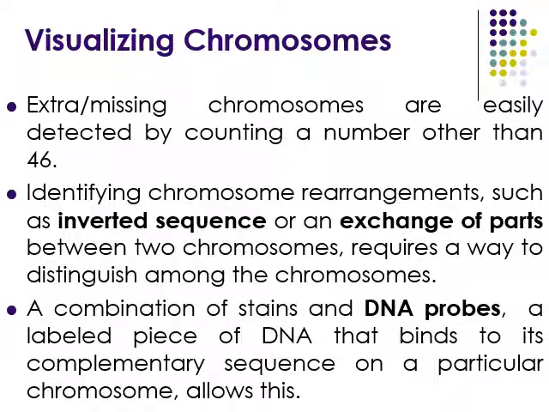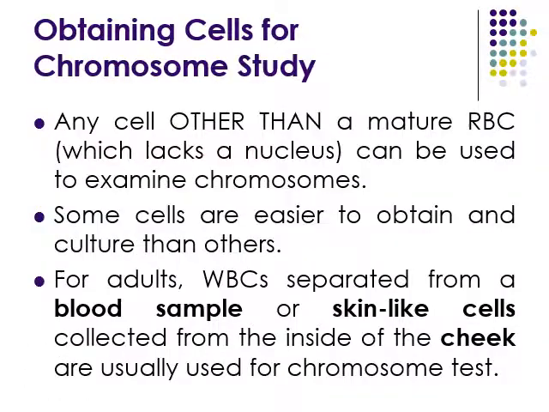So extra or missing chromosomes are easily detected by counting a number other than 46. So identifying chromosome arrangements, such as an inverted sequence or an exchange of parts between two chromosomes, requires a way to distinguish among the chromosomes. So a combination of stains and DNA probes are used.